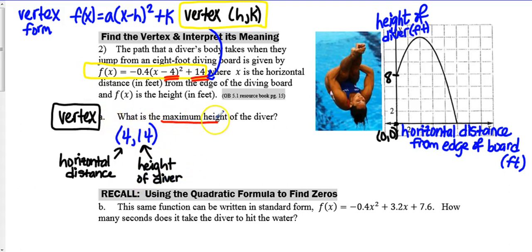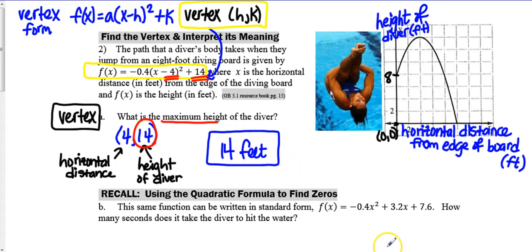So if I'm asked what's the maximum height of the diver, which answers the question? The answer is 14. So I can say with confidence here, 14 feet. So if you look at all of number 2, just take a second to analyze what we've done. There was no math involved, which is pretty cool. So if we know what to look for in a question like this where we're given the vertex form, and if we're asked to find the maximum, which means find the vertex, no math at all. Just know what to look for and where to find it.